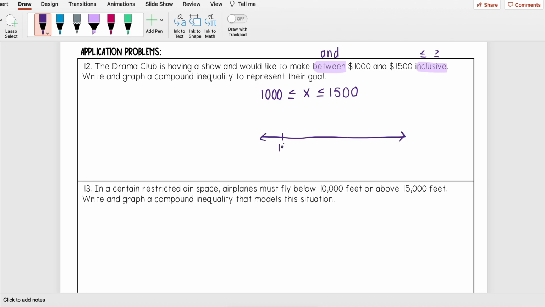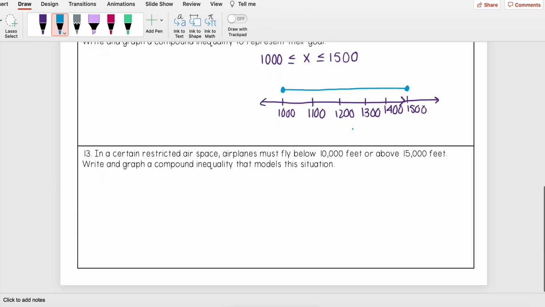I have 1,000. I'm going to go ahead and just go up by 100. I have a little bit of room there, but that's okay. And so since these have a line underneath it, I know they're going to be closed circles. I'll do that above the 1,000 and 1,500. And since it's an and, they're going to go into each other. And so there's my graph.